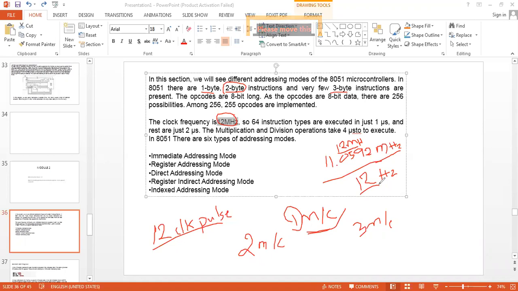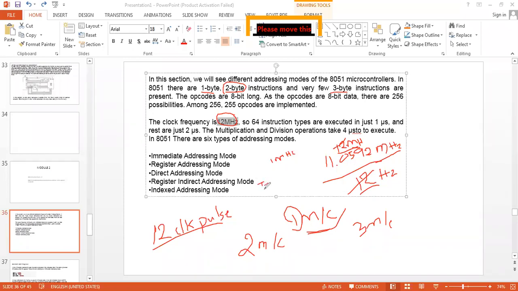It will be 1 megahertz, no? Yes or no? 12, 12 will get cancelled. So what will be remaining? 1 megahertz. And what is the time? 1 megahertz is a frequency. What is remaining? So what is T?